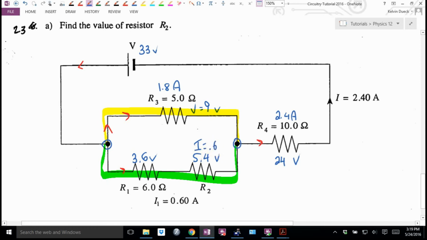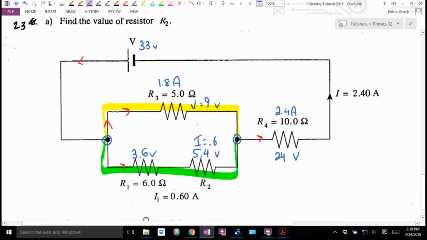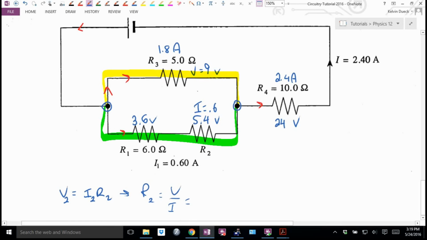And I'm done because they want me to calculate R2. Now I'm going back to V equals I times R. Voltage in resistor 2 is current in resistor 2 times resistor 2. How would I get R2 by itself? It's going to be V over I. Make sure you use the right numbers. The classic error I see is kids will say the voltage is 33. No, not in that resistor. The voltage drop in that resistor is 5.4 divided by 0.6.